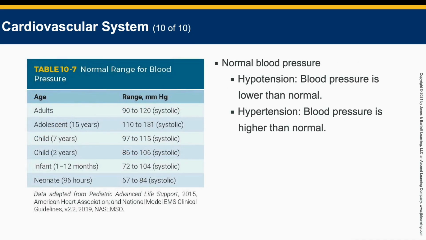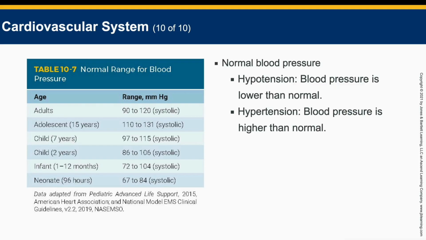This slide shows normal ranges of blood pressures for different age groups. For most adults, the normal systolic blood pressure ranges from about 90 to 120 millimeters of mercury. As with pulse and respiratory rate, normal blood pressure varies by age. Children, infants, and newborns typically have lower normal blood pressure ranges than adults because their cardiovascular systems are still developing.